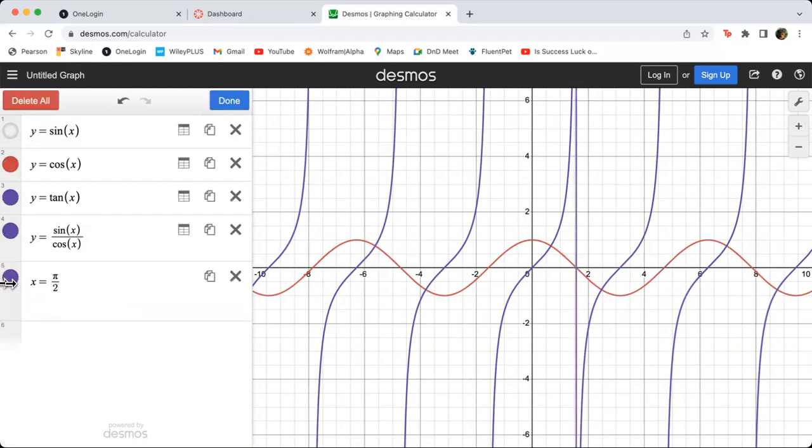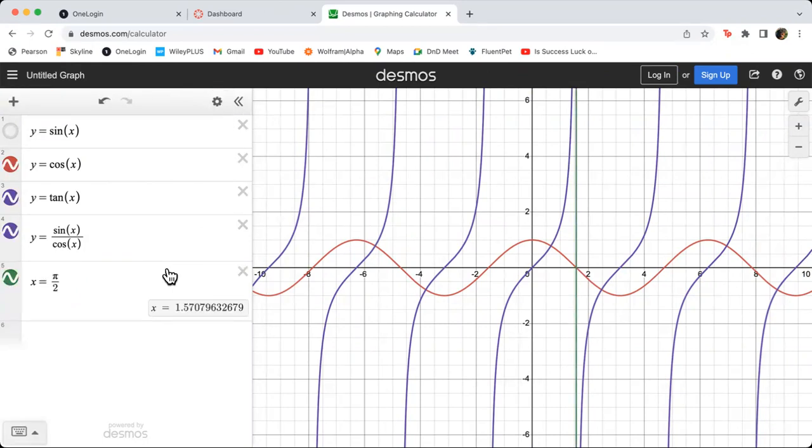Now it's making everything purple. Maybe I'm overthinking it.